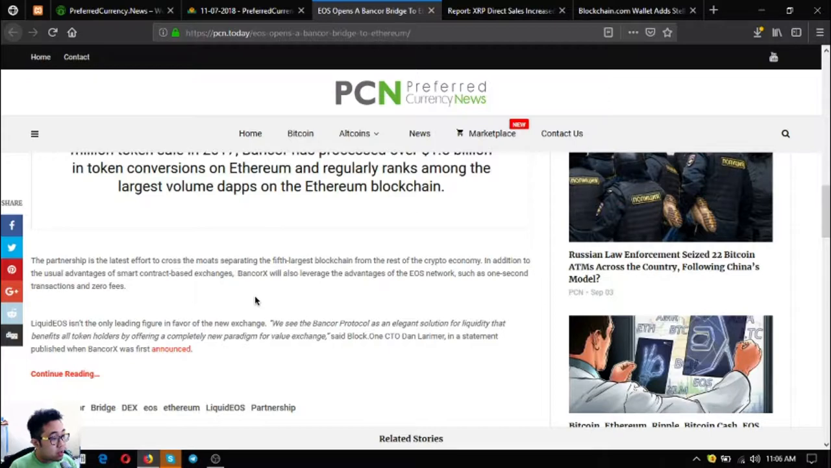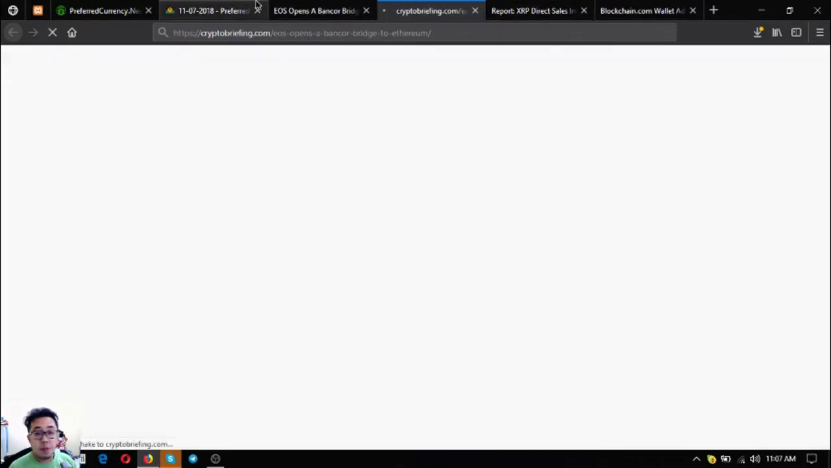Okay, so the partnership is the latest effort to cross the moat separating the fifth largest blockchain from the rest of the crypto economy. In addition to the useful advantages of smart contract-based exchanges, Bancor X will also leverage the advantages of the EOS network, such as one-second transaction and zero fees. Liquid EOS isn't the only leading figure in favor of the new exchange. "We see the Bancor protocol as an elegant solution for liquidity that benefits all token holders by offering a completely new paradigm for value exchange," said Block One CTO Dan Larimer in a statement published when Bancor X was first announced.